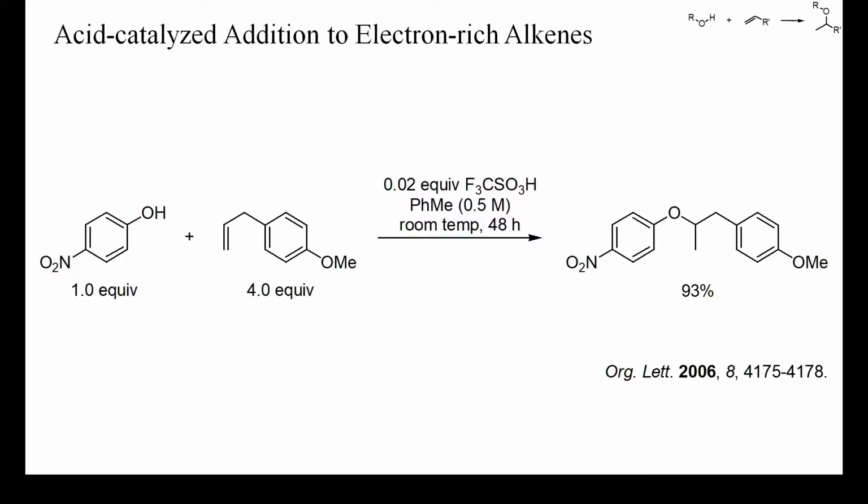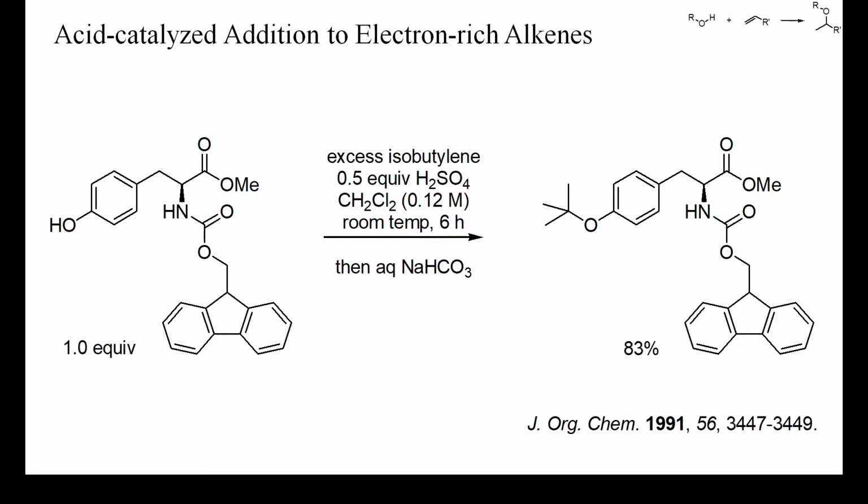In this example, though, 4-nitrophenol was alkylated in high yield at oxygen by treatment with a large excess of allylarene in the presence of catalytic amounts of triflic acid. Potential side reactions were the Friedel-Crafts alkylation of the methoxyphenyl group and of the solvent toluene.